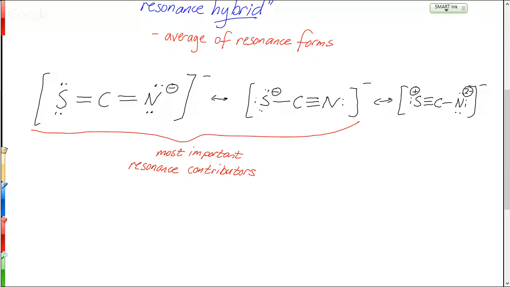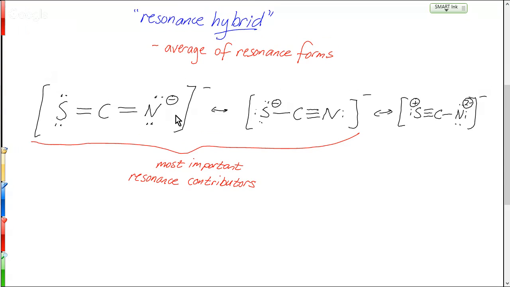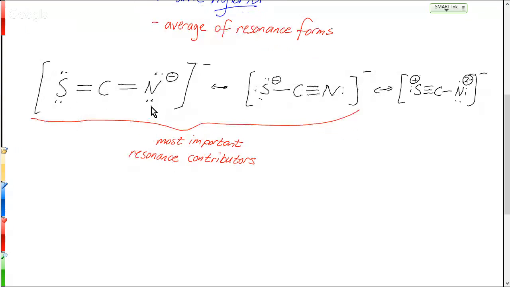Isn't nitrogen more electronegative? Yeah, that's really the key here that we're looking for, that when you have competing resonance forms like this, the more electronegative element is going to be more stable with the negative charge. So nitrogen is above sulfur, more electronegative than sulfur, so we would expect nitrogen to stabilize that negative charge a little bit better. So our guess is that that one's the best.